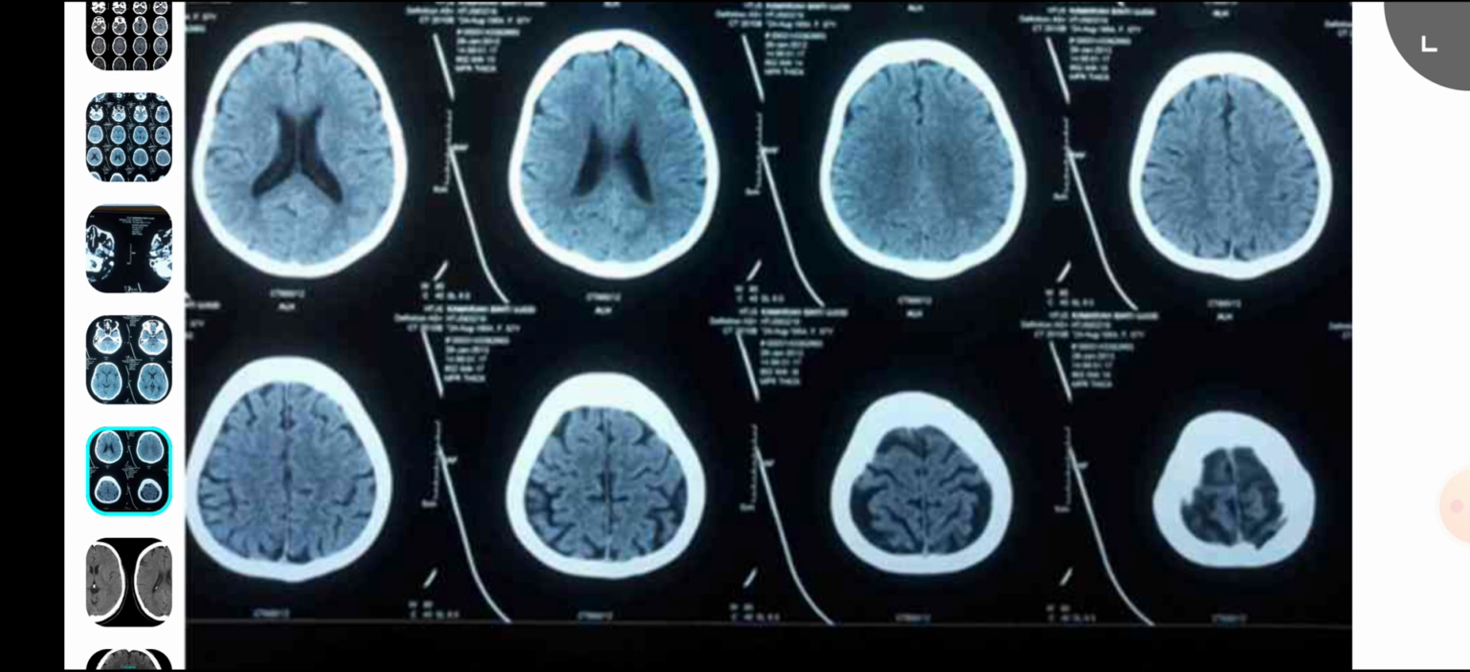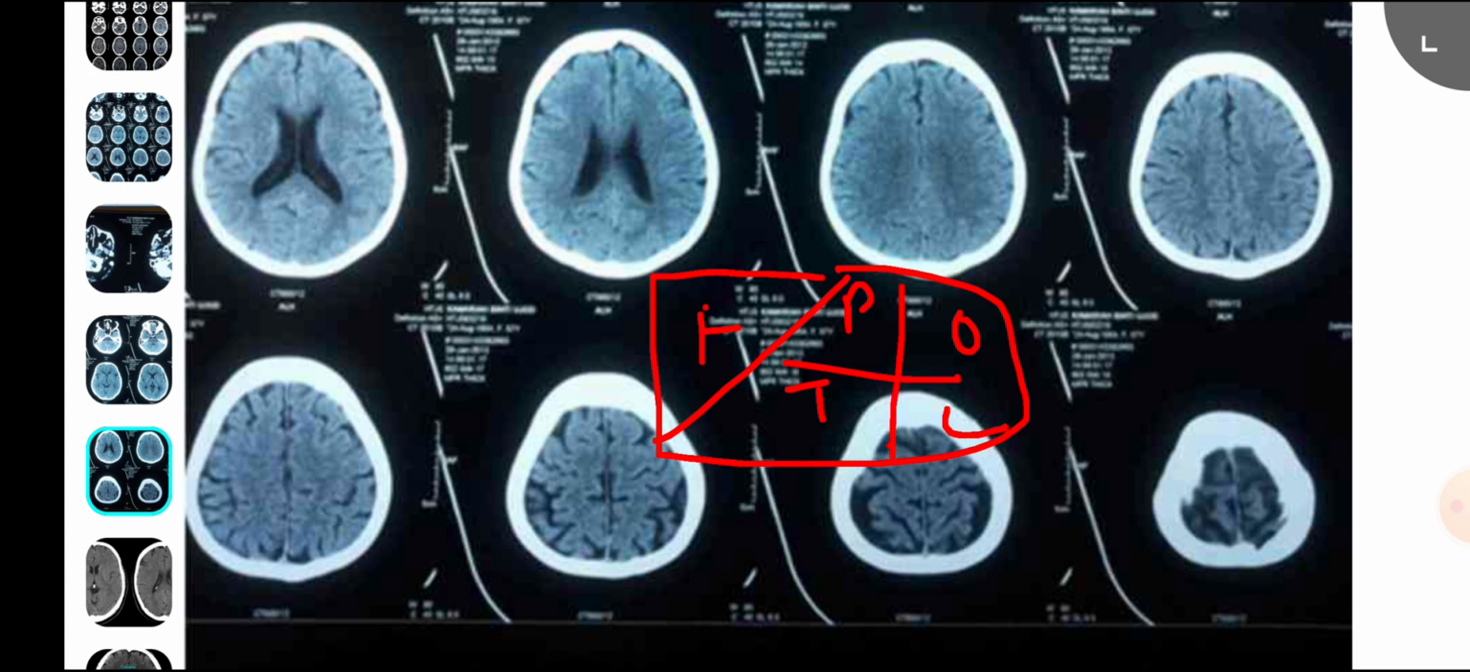You need to remember the diagram I made. Okay, you need to remember this. I'm going to write it again. This is the frontal lobe. Above it is parietal, below is temporal, above is occipital, and below is cerebellum. Okay, keep this in your mind.